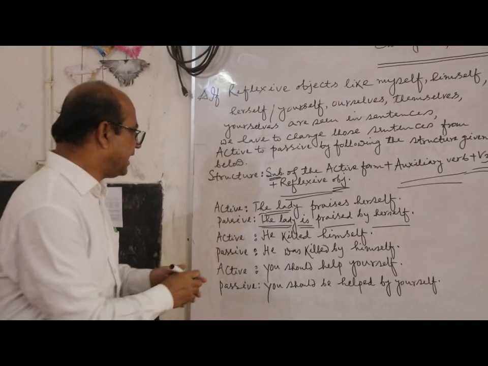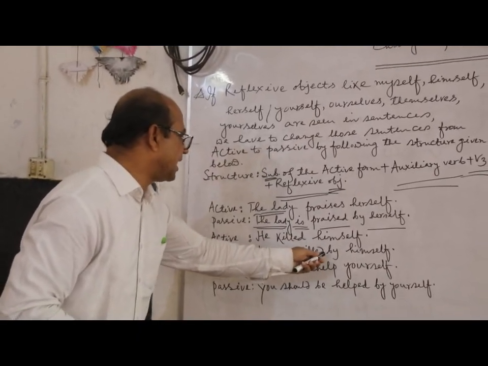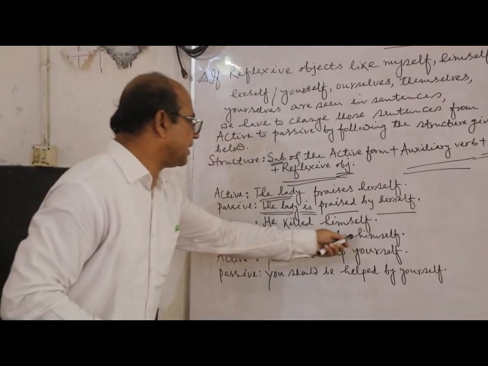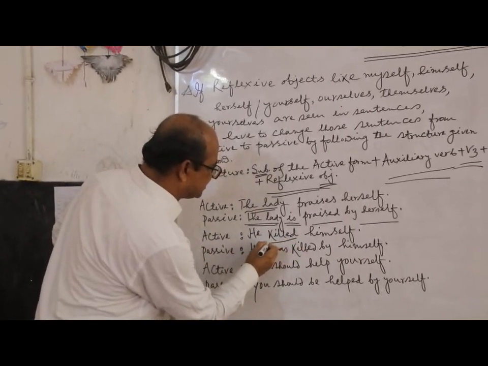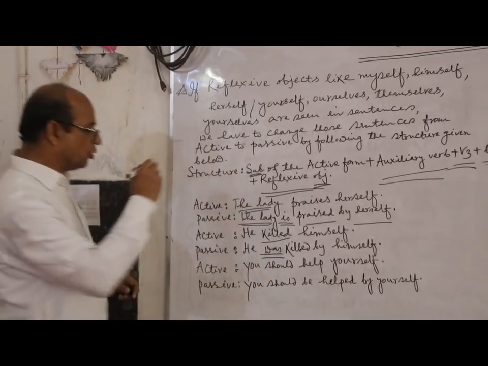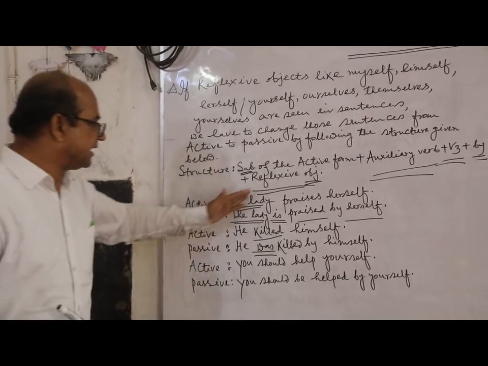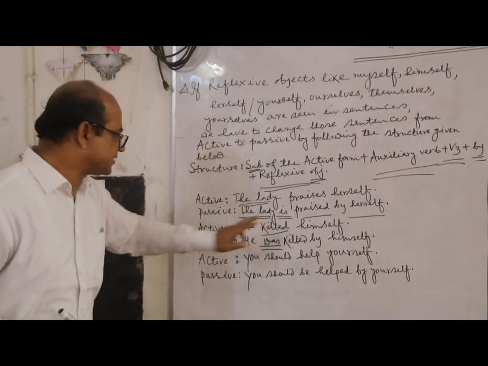Next one, he killed himself. He was killed by himself. Here, the sentence is in past indefinite tense. That's why I have used was as auxiliary verb, and there is no change except this from the first one.